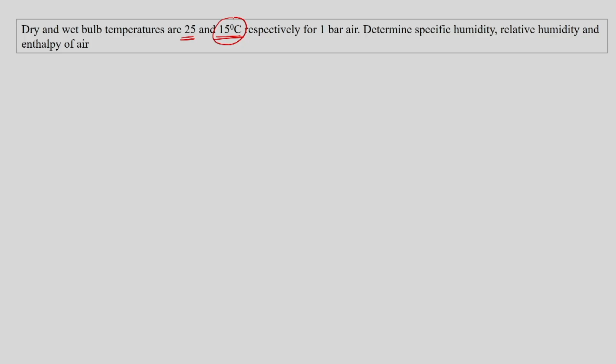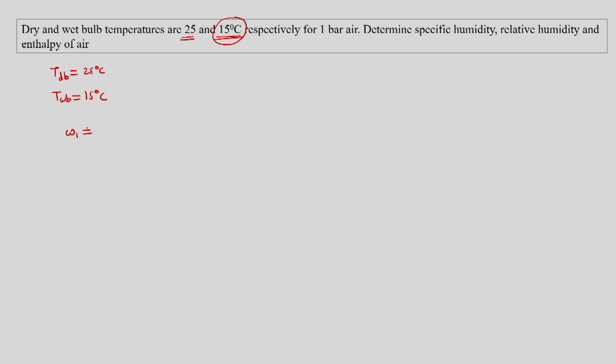Water will evaporate, it will take the latent heat from the existing water and some part from the air, and the temperature will decrease, and that decrement in temperature is measured, so that the temperature measurement shows 15 degree Celsius for 1 bar condition. We are supposed to find out specific humidity, relative humidity and enthalpy of air. So we are given dry bulb as 25 degree Celsius, wet bulb as 15 degree Celsius.